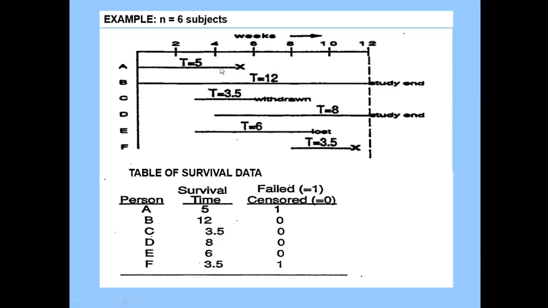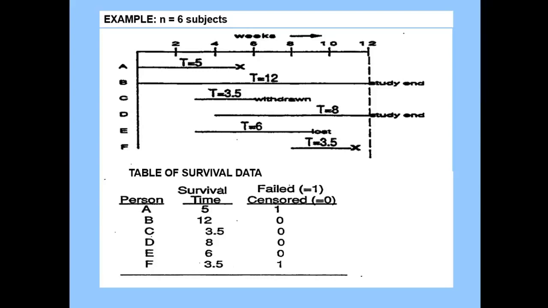Person B was followed for the entire study, 12 weeks, and they didn't get the event. So this person, first person A, is not censored. They failed, and the second person didn't fail, so they were censored. So if you don't fail, you're censored. That's one of the characteristics of a survival study.